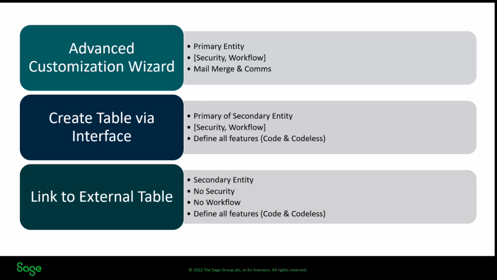Now, we can also link, as you can see there, to an external table. But when you're doing that, because it's an external table, if it's got no relationship to an internal structure, then it's always going to be considered a secondary table. There's no security and no workflow associated with these. There are ways in which, if you create a link table so that there is a corresponding record inside Sage CRM to that external table, then yes, you could effectively workflow the external table.